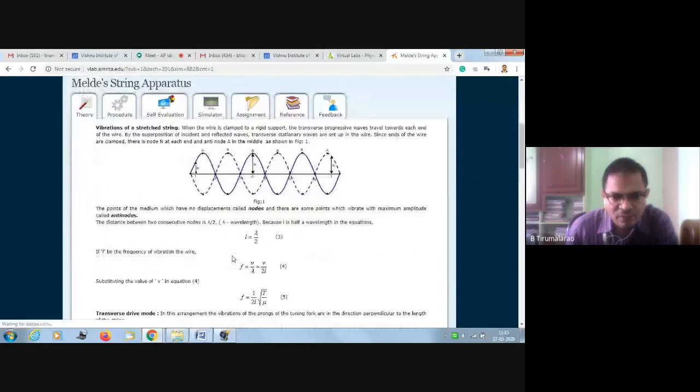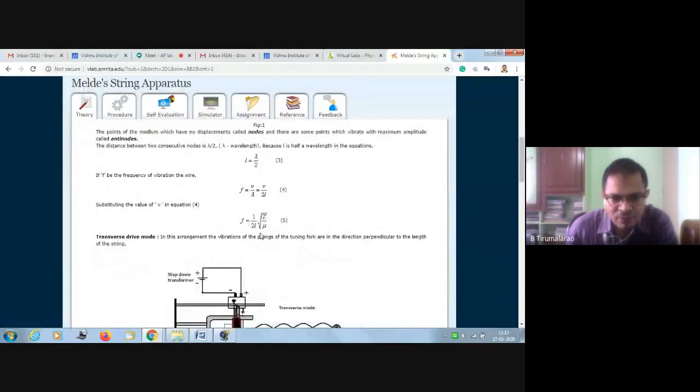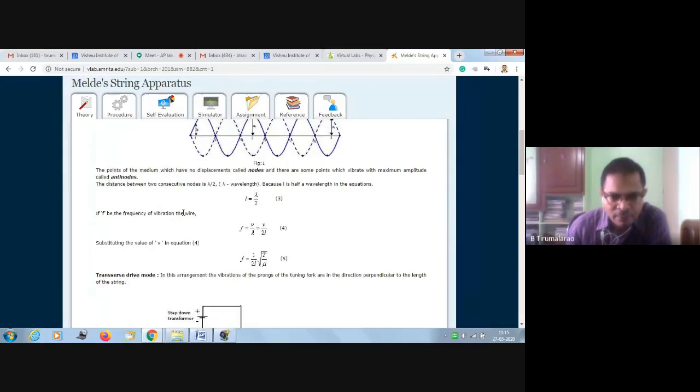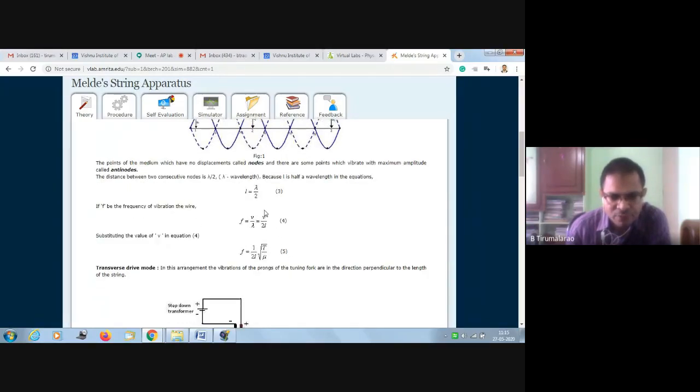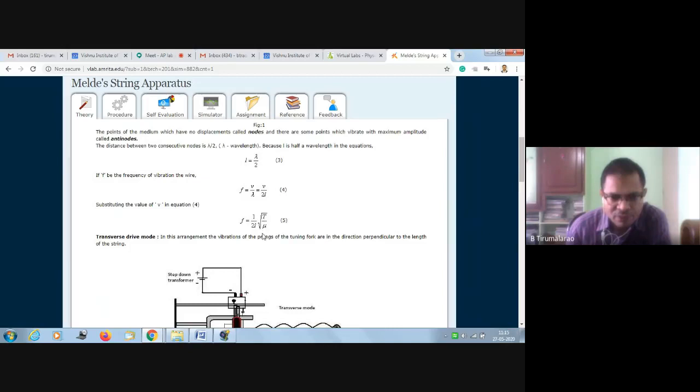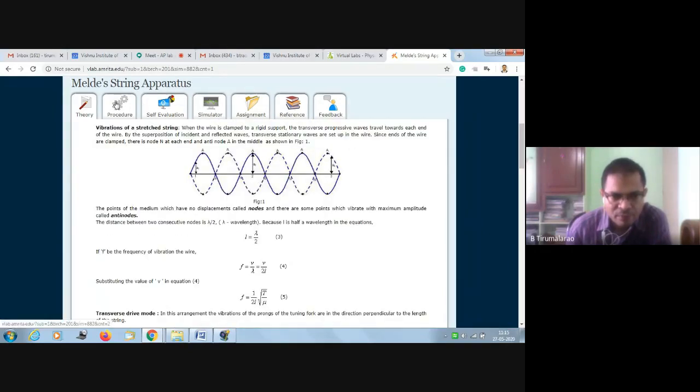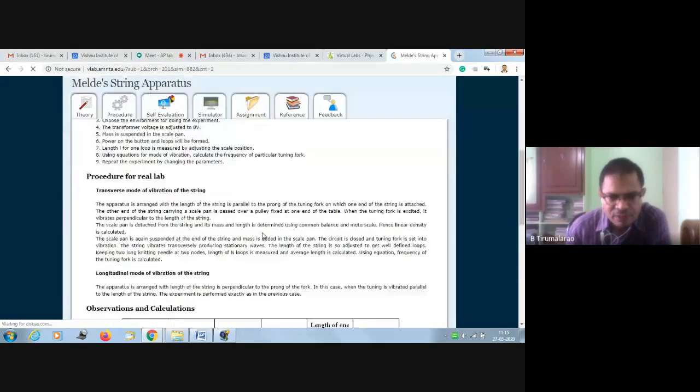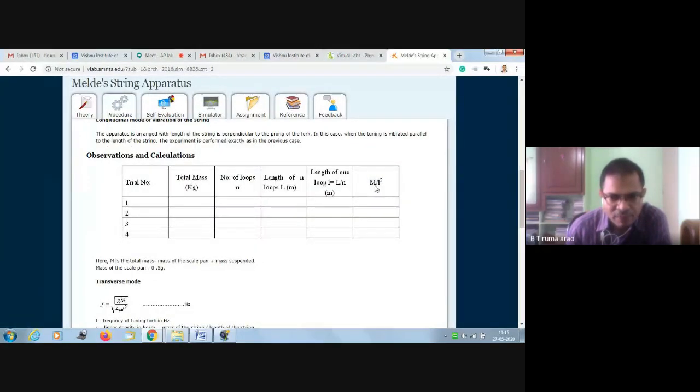See here, this is the final formula: f is equal to 1 by 2L square root of capital T by mu. What is small l? Length of the thread per one loop. T is the tension of the thread. The tension is nothing but m into small g. Mu, the linear density of the wire, is directly given as a constant value, capital M by L, total mass divided by L square.